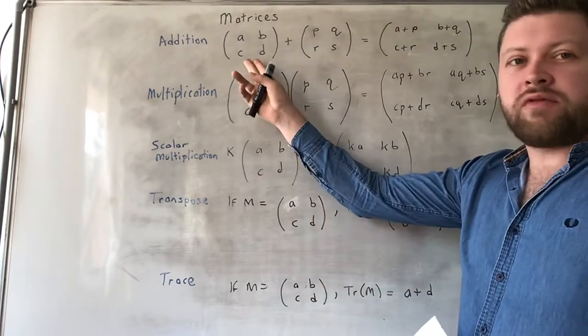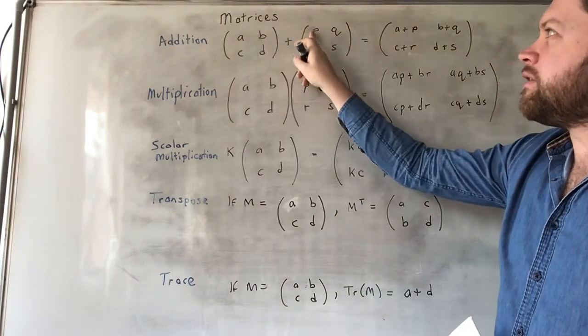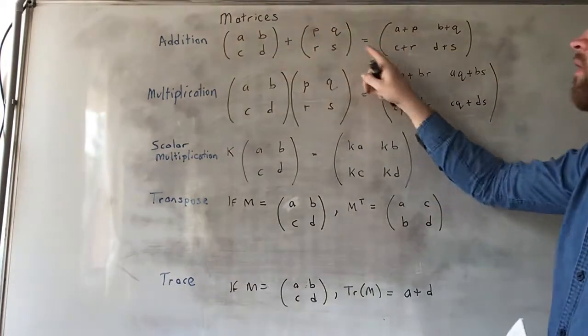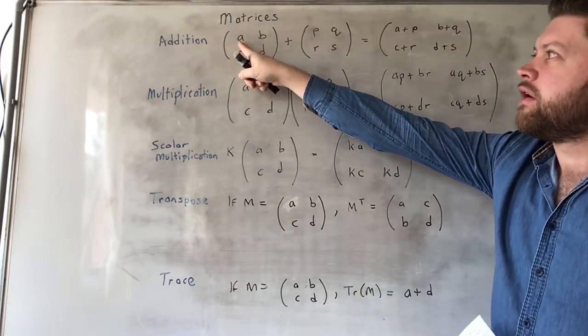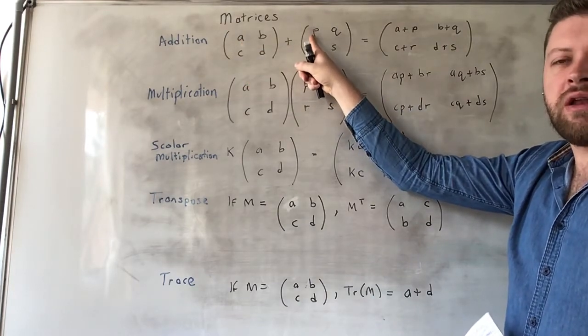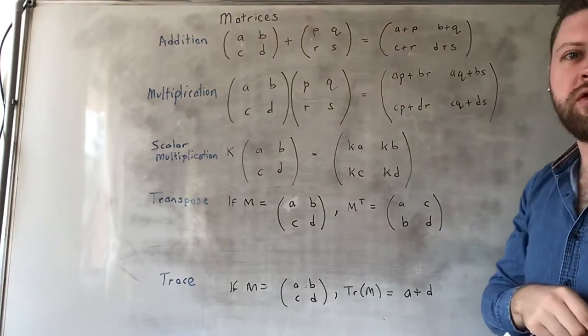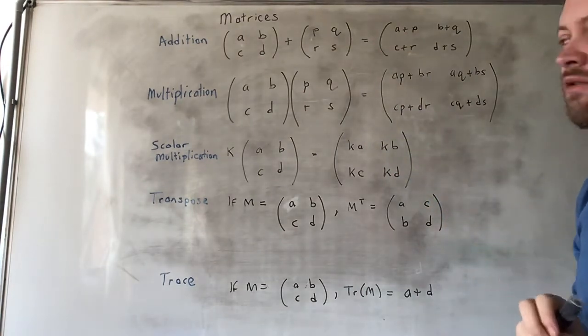There is a concept of addition of matrices, so you just add each element individually. So the first row, first column element adds to the first row, first column element of this matrix, and you get this composite added matrix.